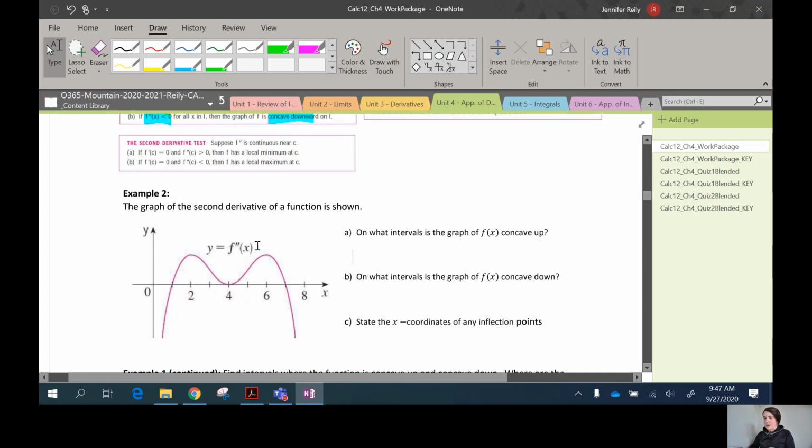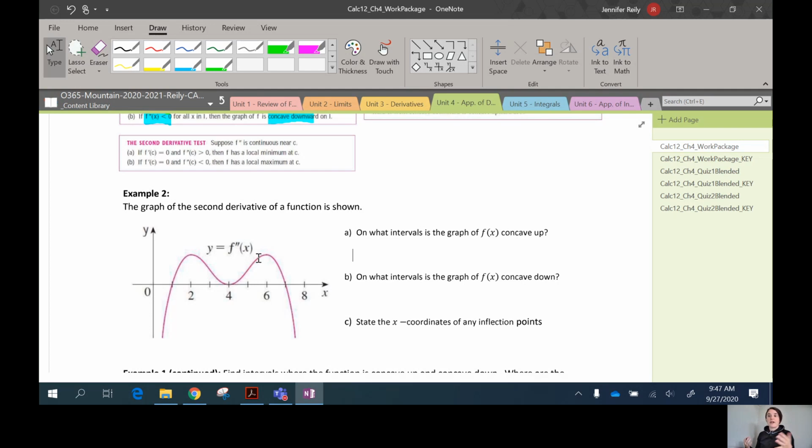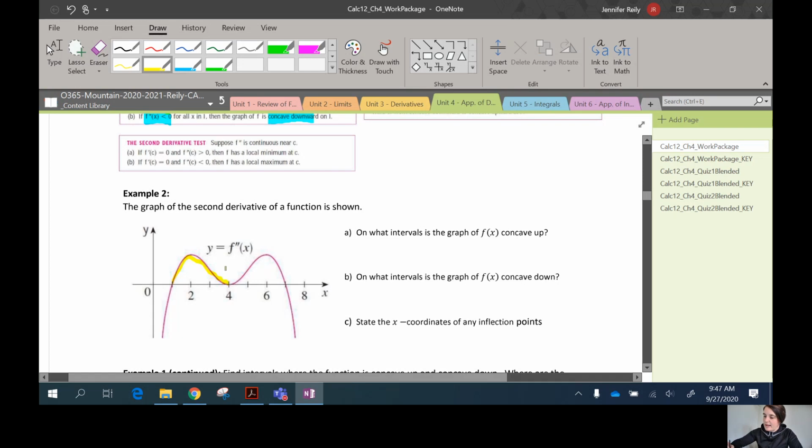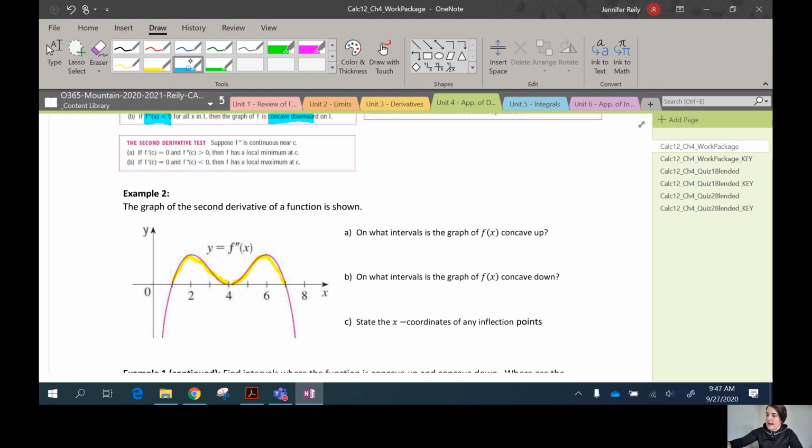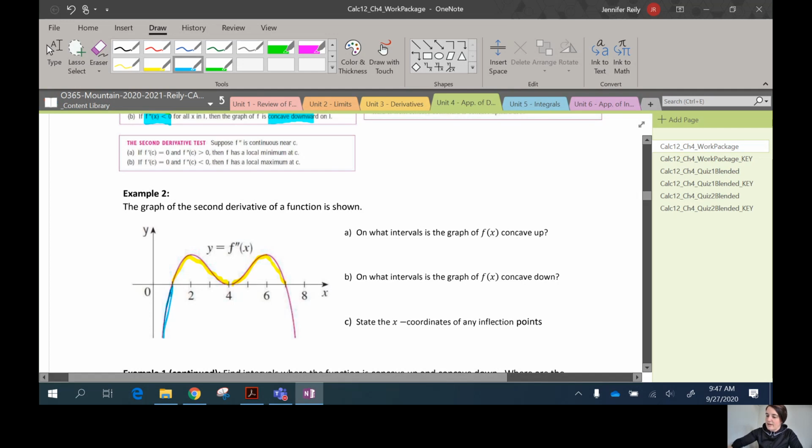Okay, so here we are shown a graph, and the graph is actually of the second derivative. Sometimes you know information about the derivative or the second derivative and you don't have the actual function in front of you. So this graph is positive between 1 and 4, and then from 4 to 7, and it has negative values for x less than 1 and x greater than 7.